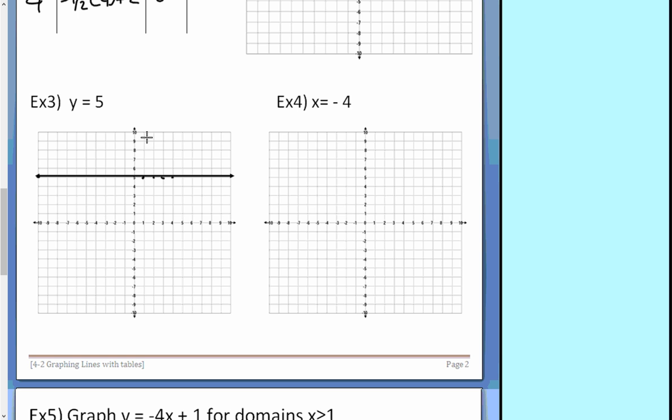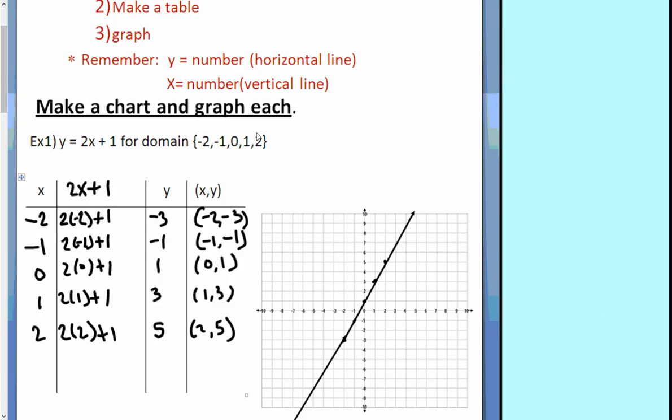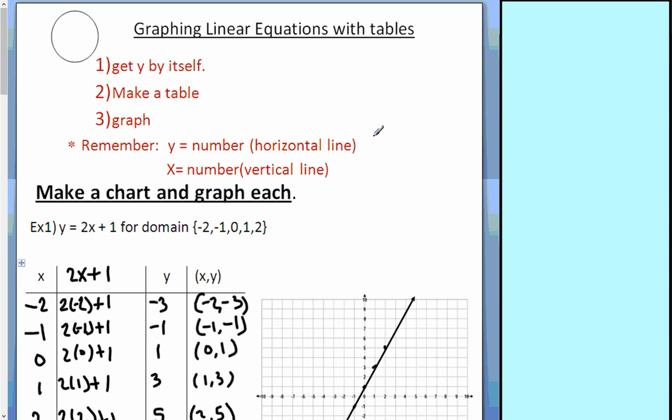That's it. So when you see y equals a number, it's going to be a horizontal line at that number. So if it's y equals 5, you go to y equals 5 and you make a horizontal line. If it was y equals 10, you'd go to 10 and make a horizontal line. If it was y equals negative 6, you'd go to negative 6 and make a horizontal line. Got it? That's exactly what these notes are saying at the beginning of the lesson. Y equals a number are horizontal lines. X equals a number are vertical lines.